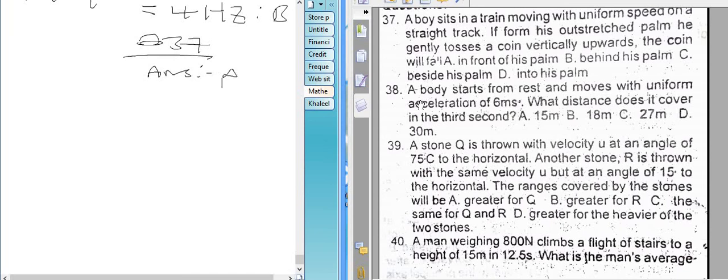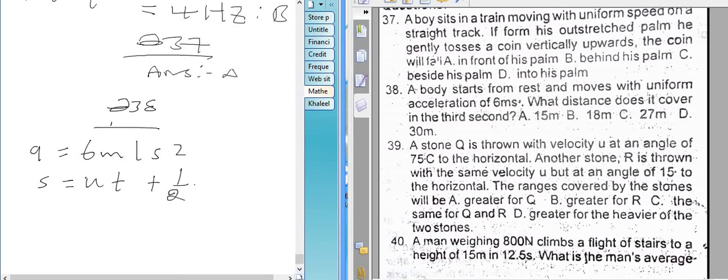Then 38: a body starts from rest and moves with uniform acceleration of 6 meters per second squared. What distance does it cover in the third second? So now this is a question which requires a conceptual understanding of equations of motion. So acceleration is given by 6 meters per second squared, and now we apply the equation of motion, which is ut plus half at square.